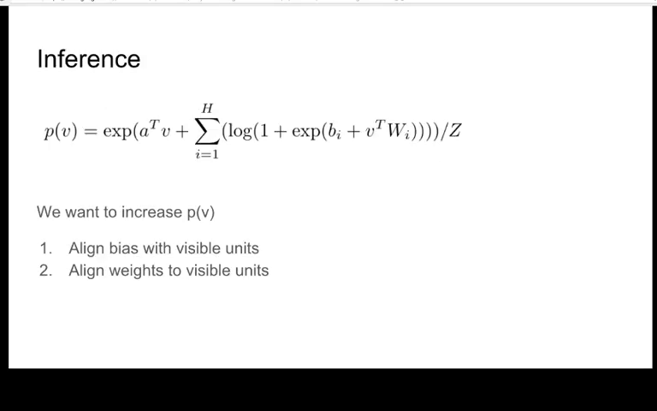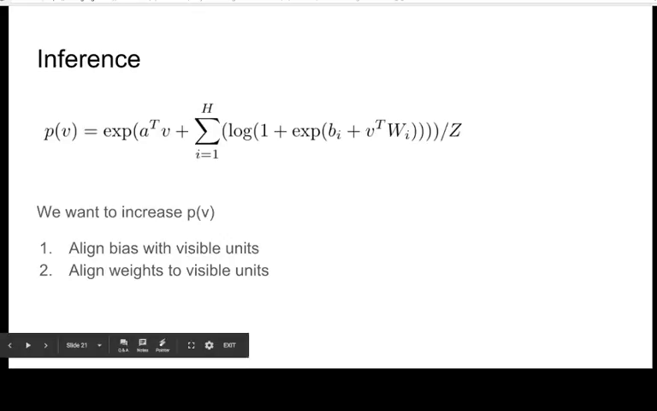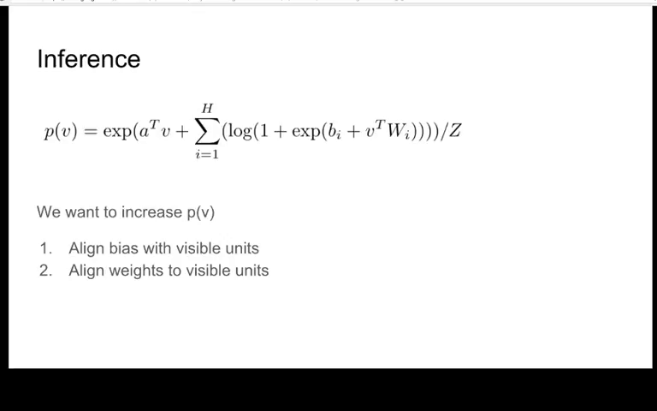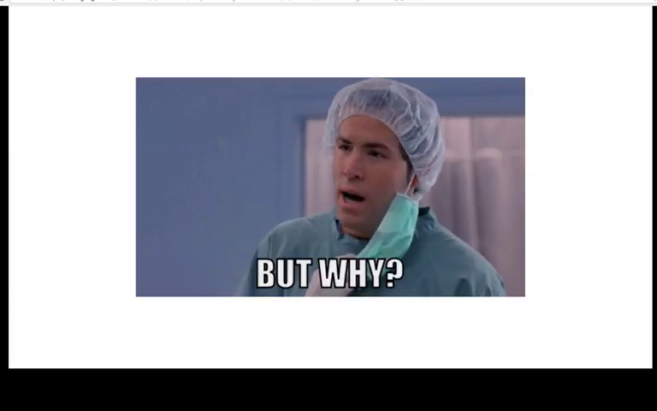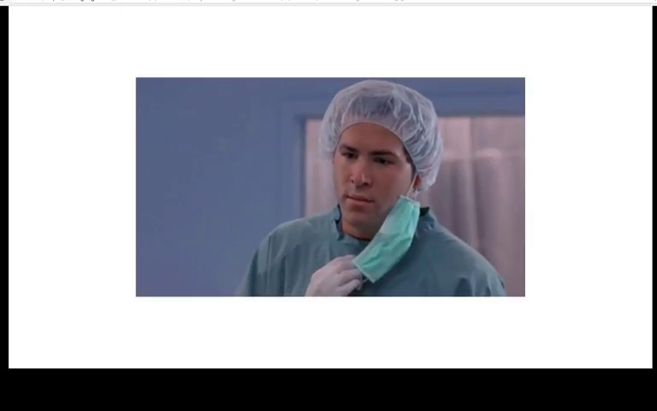So the overall objective, what we want to do, is increase the probability of observing the actual training data, which is V. As we discussed a few slides back, if A_i is positive and V_i is positive, then that's good for us because the energy reduces. So you want an alignment between the bias terms and the visible units, and you also want an alignment between the weights and the visible units.